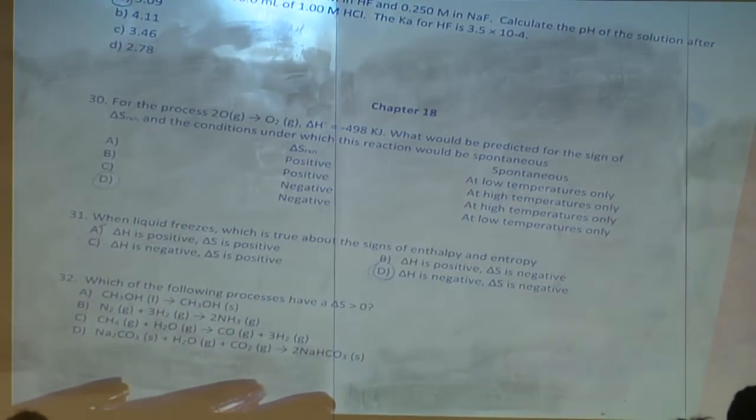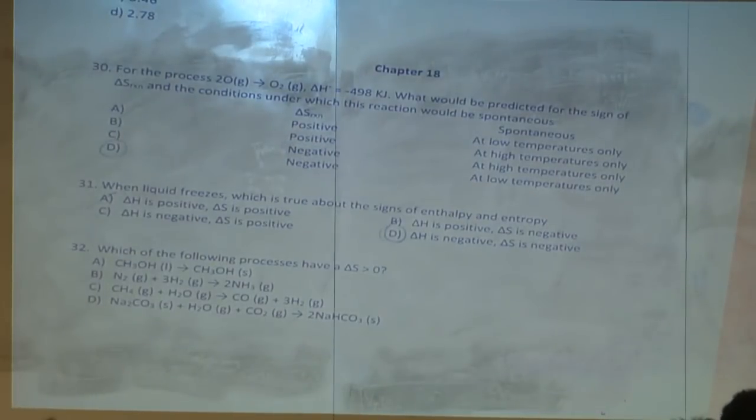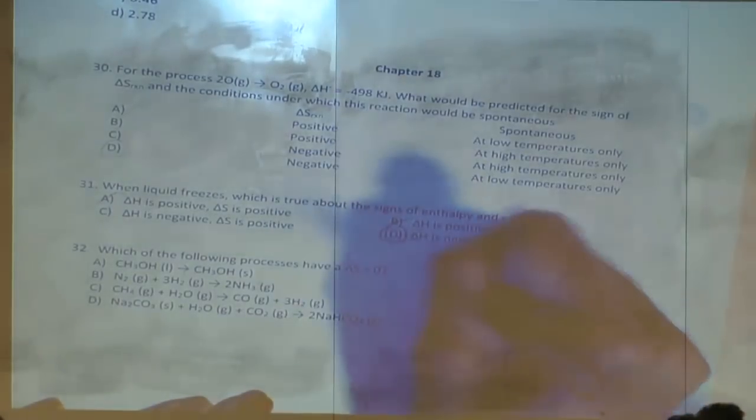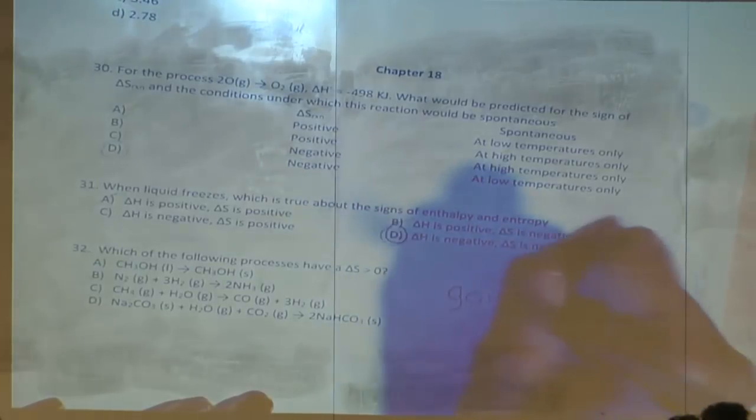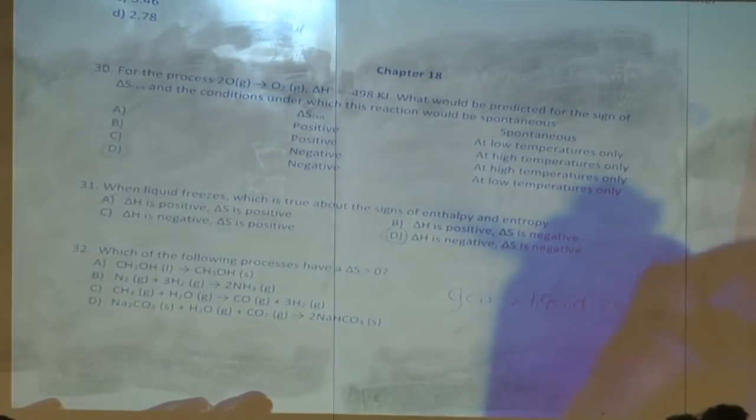Everyone following? Okay. Now 32, looking for which of the following processes have a delta S of greater than 0. So for this, we're going to look at the states of these compounds, and we're going to look at the moles of the gases. So gas has the highest entropy, then liquid, and then solid.